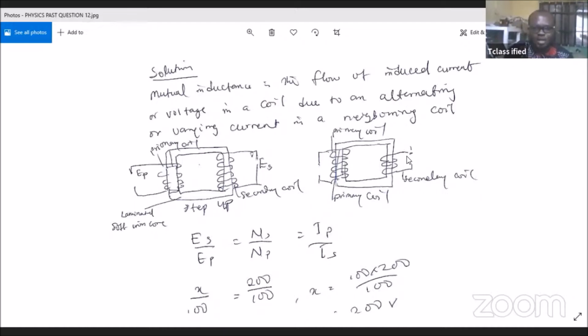This side is the primary coil. This side is the secondary. The same thing as this other one.